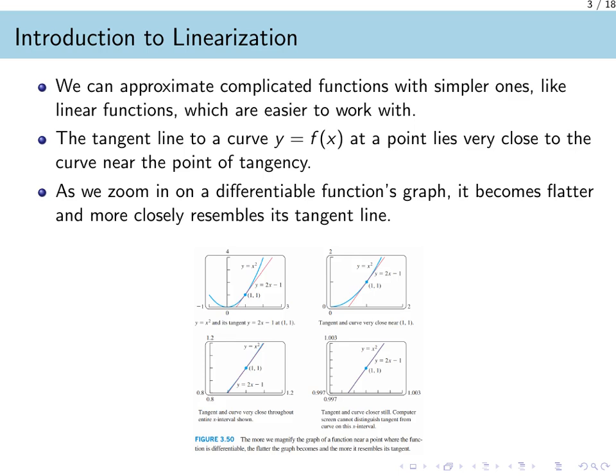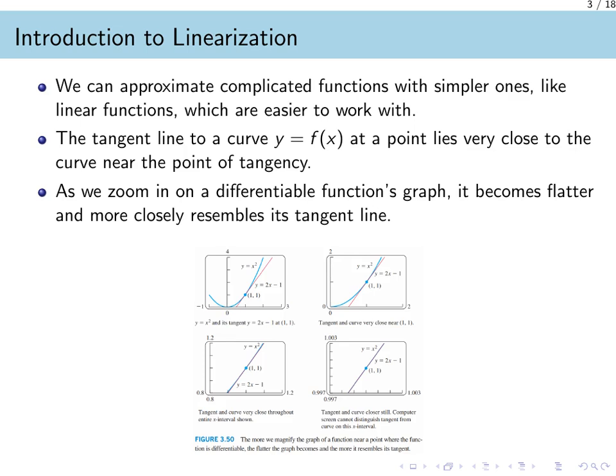One of the most powerful ideas in calculus is that we can approximate complicated functions with simpler ones, making them much easier to analyze. A smooth, differentiable curve has a special property. If you zoom in on any single point, the curve starts to look less curved and more like a straight line. This straight line is the tangent line at that point, and because it stays so close to the curve in that small region, we can use its simple equation to estimate values.